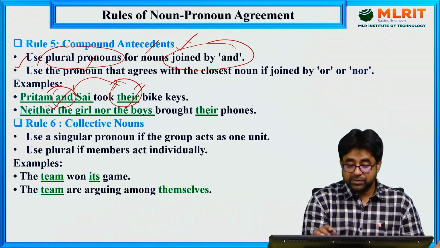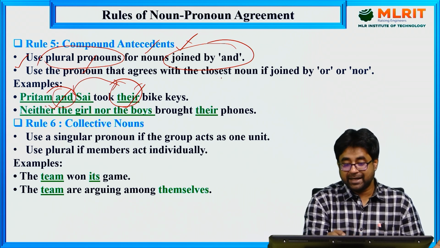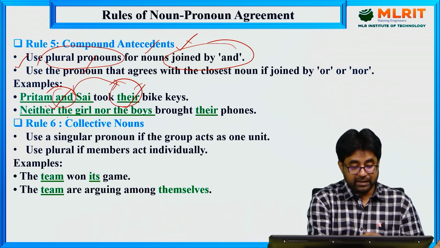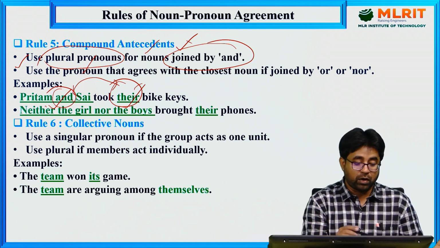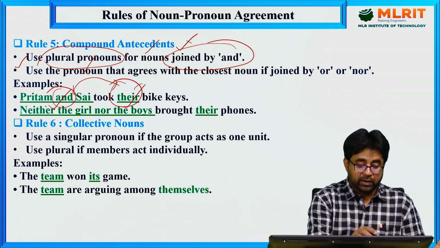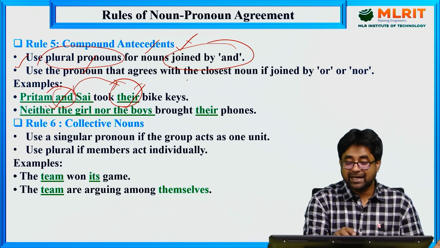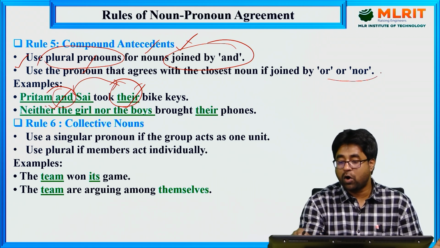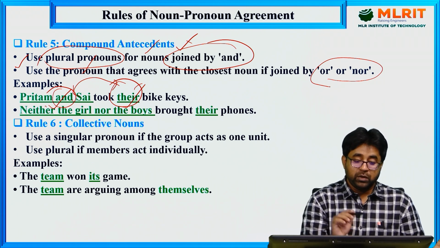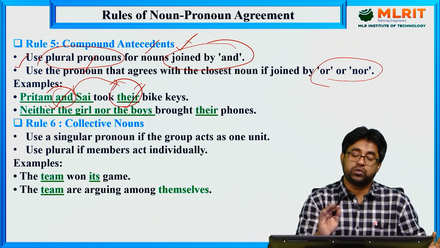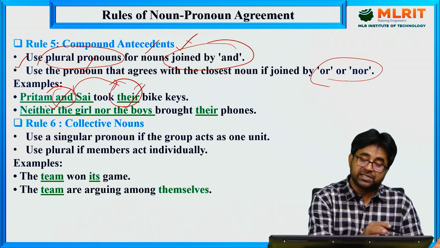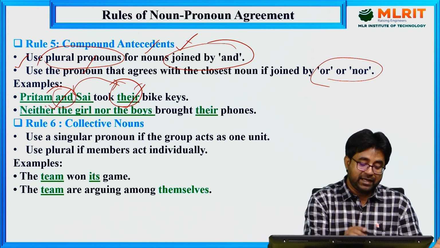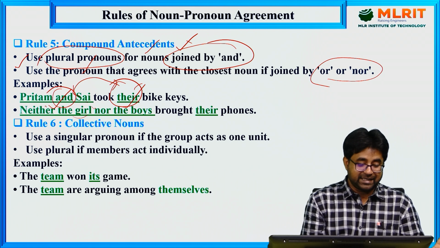Another rule is what? The pronoun agrees with the closest noun. Now, another rule is if we are dealing with neither nor, either or, those kind of things. Then what is the rule? Use the pronoun that agrees with the closest noun if joined by or, nor. So in this case, when two subjects or two antecedents are joined by a conjunction like neither nor, either or, then what we have to do? We have to check the nearest antecedent. Okay, see the example here.